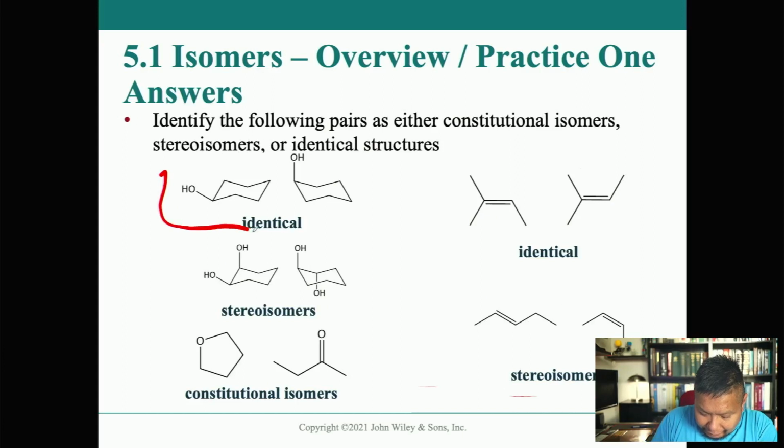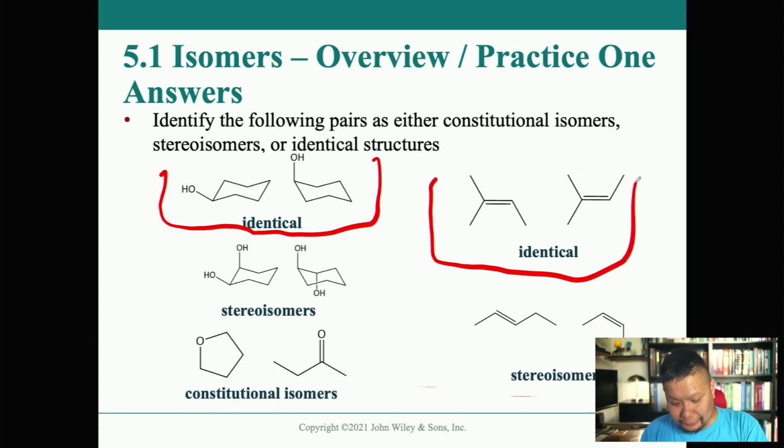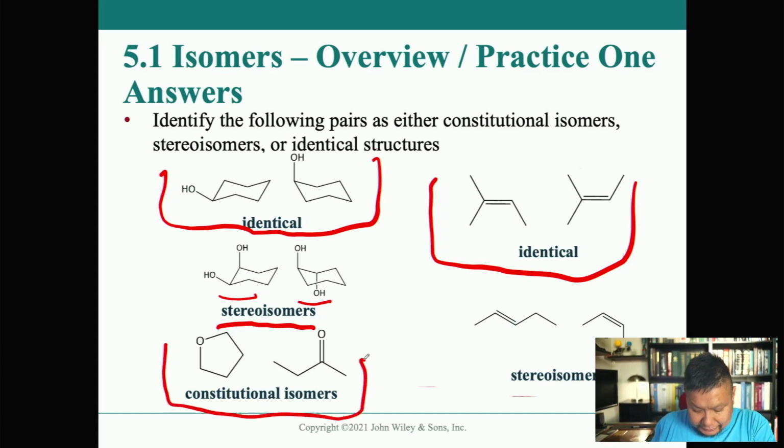So obviously when you have a cyclohexane with a hydroxyl or an OH on it, you can rotate that thing around, like the ring, like this. And the OH will always be at one of the carbons. So those are identical. These two are identical. One just is pointed up and one is pointed down. You can flip it and it will still be the same on both sides. Now these are stereoisomers right here, because one has them trans and the other one has them cis. So this one's a cis one and this is a trans one.